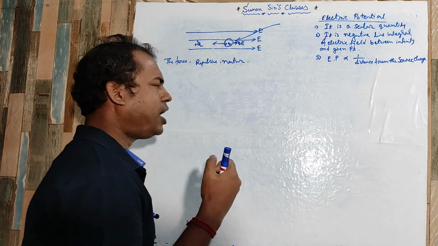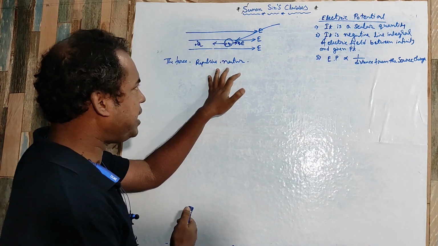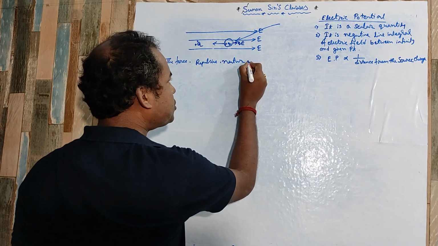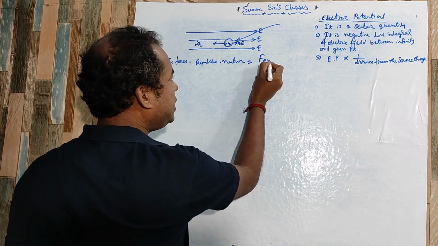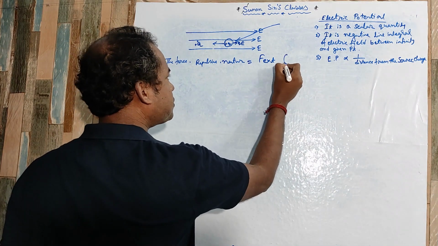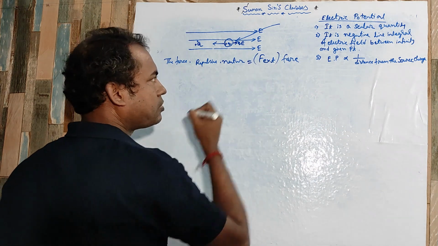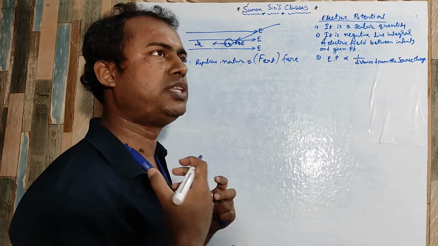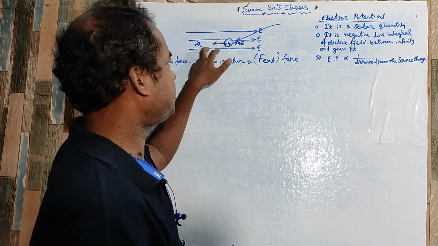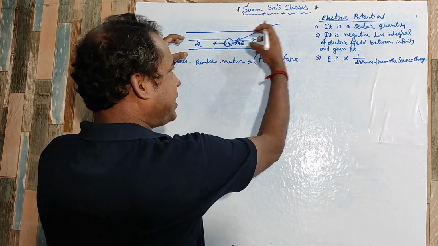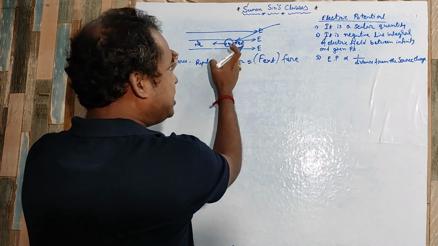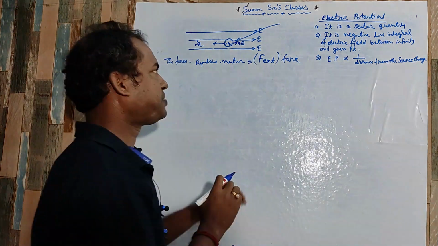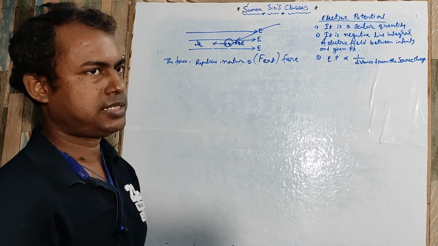So let's see, we want to find out that the repulsive force is equal to the external force. This repulsive force occurs because both charges are positive, and due to this force, an external force acts on this body. This force tries to move the body in the forward direction. This external force is equal to the repulsive force in nature.